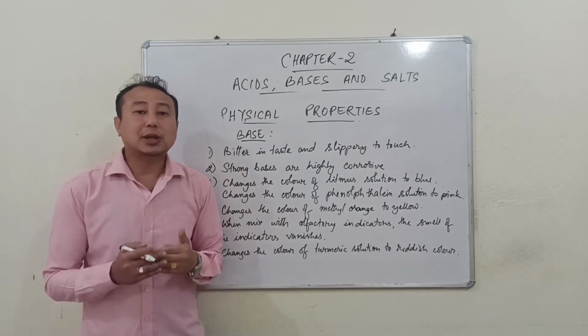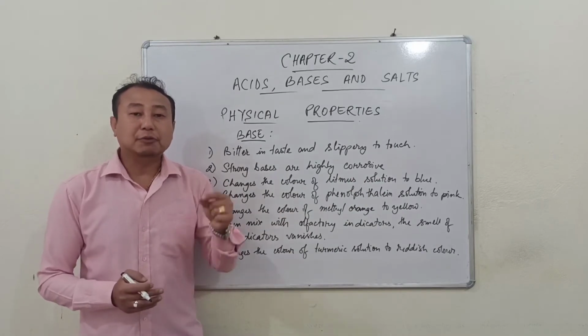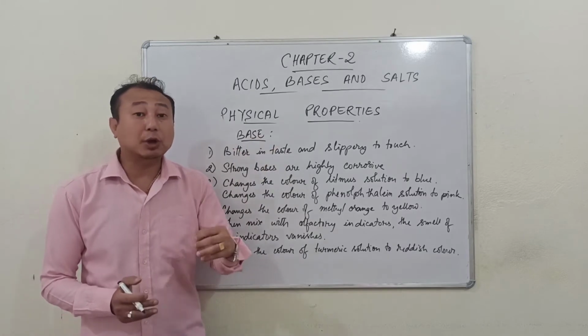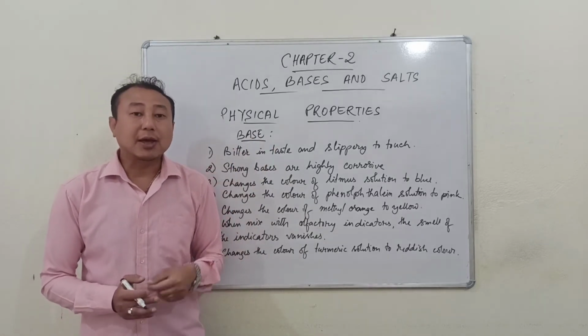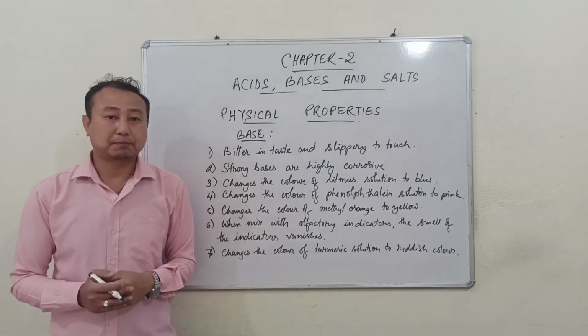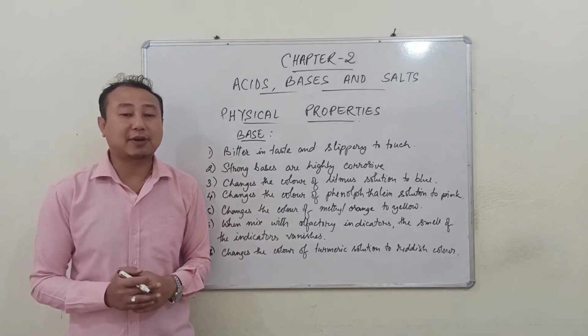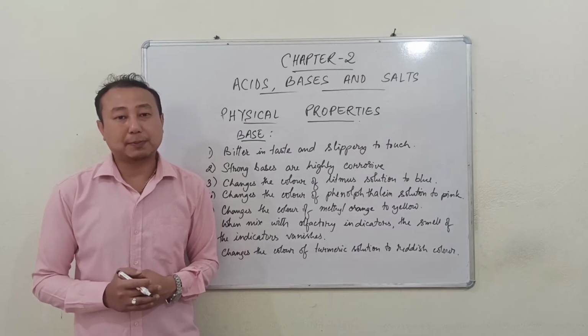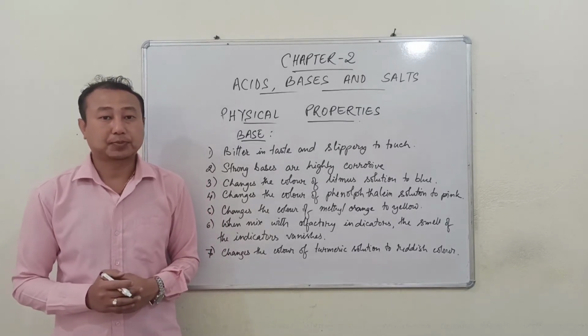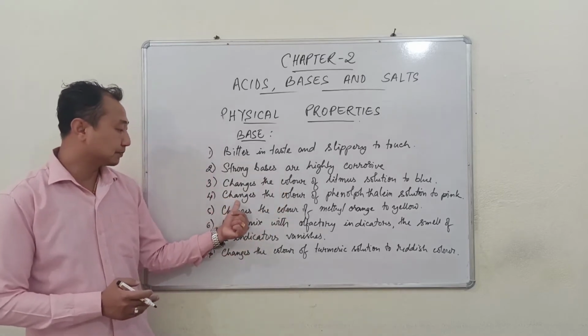If we use red litmus paper to test whether an object is a base or not, and the object turns out to be a base, then the color of the red litmus paper changes to blue. But it doesn't have any effect on the blue litmus paper. The blue litmus paper remains blue itself. So now let's come to the next one.